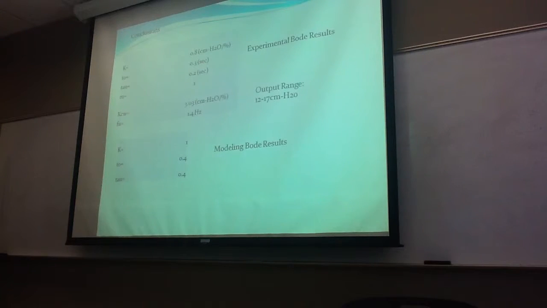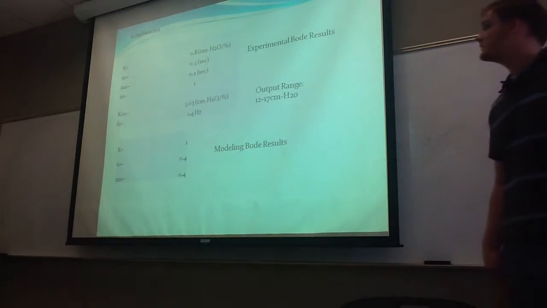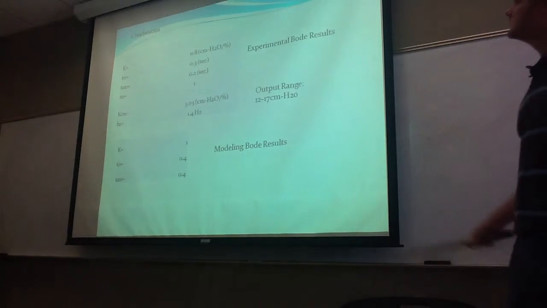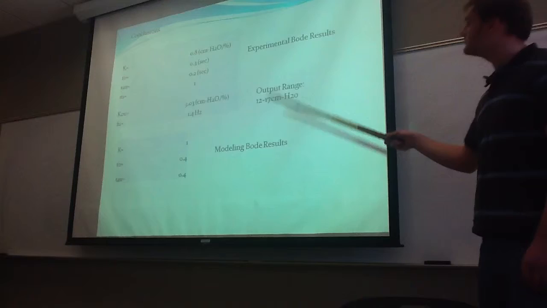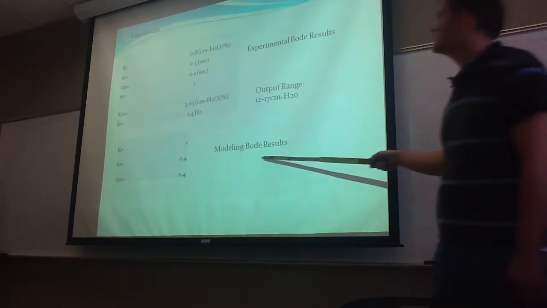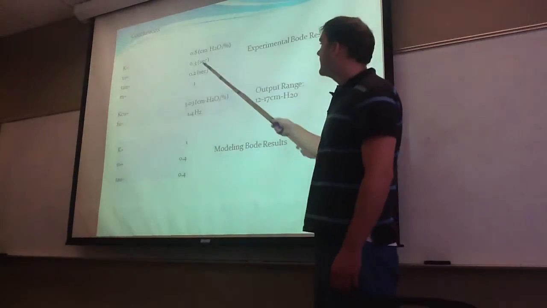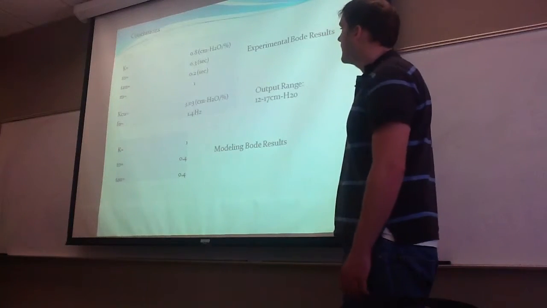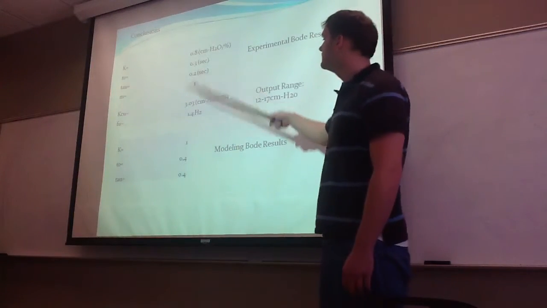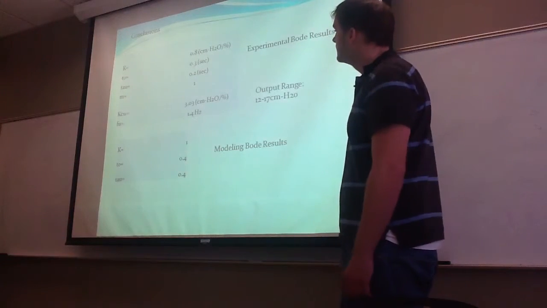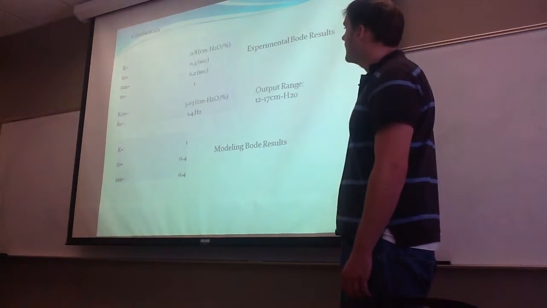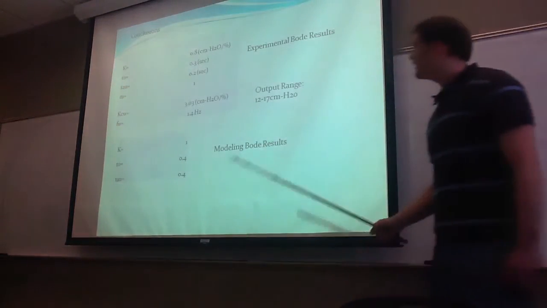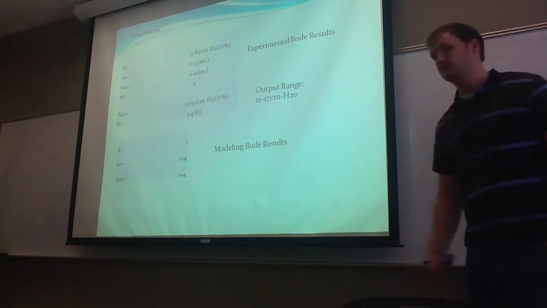And this is the data from the slides I just showed you, the experimental results and the modeling results. If you compare the gain, 0.8 to 0.1, it's fairly close. The dead time, 0.3 to 0.4, which is also very close. And the time constant went from 0.2 to 0.4. And this was all within the output range of 12 to 17.